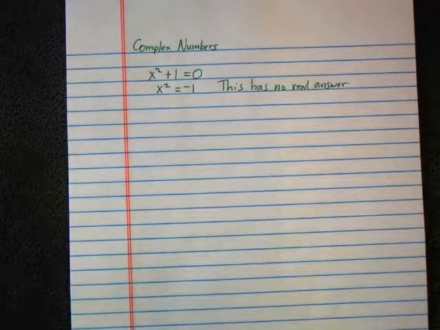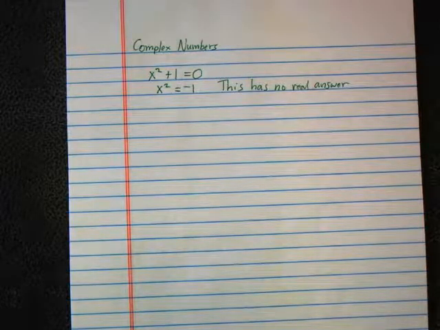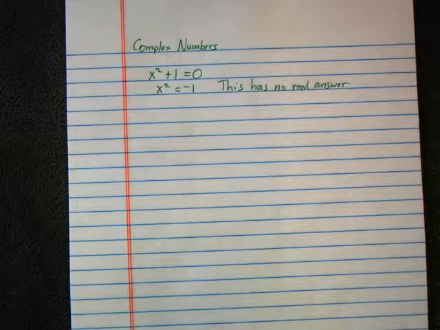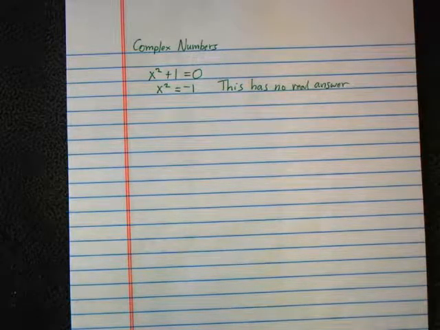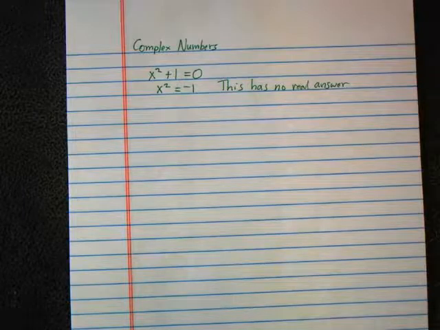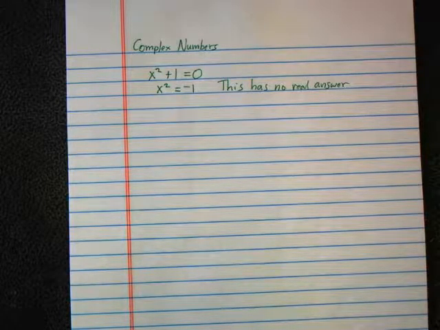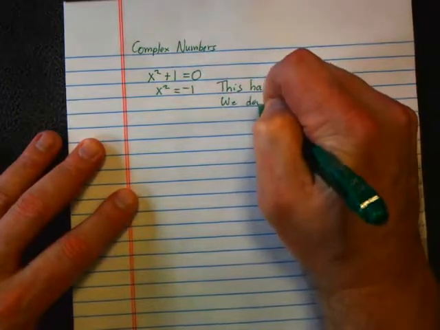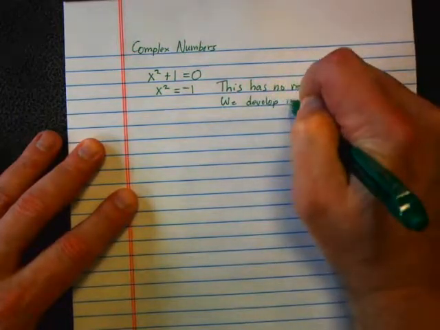What do we do when an equation has no real answer? Right, just like when you were a kid and you didn't have any real friends. You make up imaginary friends. When equations don't have any real numbers, we make up imaginary answers. When you were a kid. Just trying to give you the benefit of the doubt. So, we develop imaginary answers.